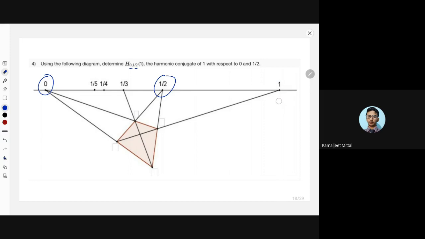Now, what's the procedure? How do we do it? Let's call this line L. We need to take any point which is not on this line. So I'm taking this point, which has already been taken. Let's call that point P.